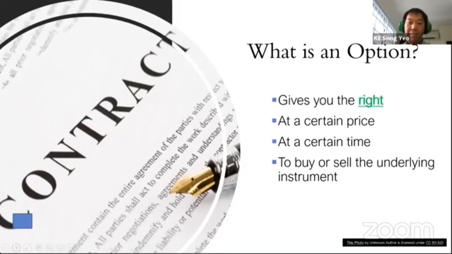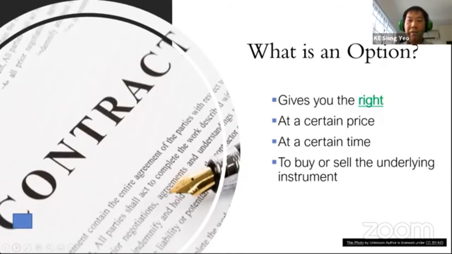You have the buyer and the seller, and the contract spells out what the underlying instrument is, the instrument that is being traded. I'm going to be talking about options in relation to stock, so it's a stock option. Options can be written on practically anything: futures, commodities, indexes, and so on. But for the purpose of today's sharing, my focus will be on stock options or ETF options, so index options.